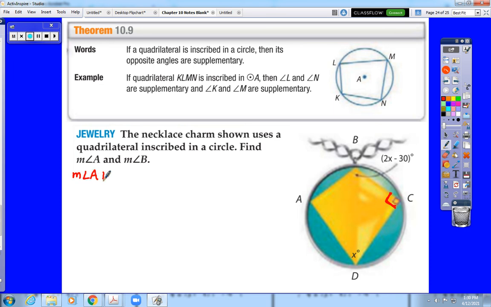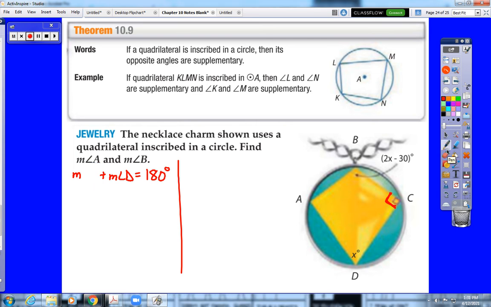The measure of angle A plus the measure of angle D has to add up to what? 180. They are opposite angles inside of an inscribed quadrilateral. So our rule that we just established says they have to add up to 180. The measure of angle A is given, I'm sorry, not A, I meant B. B and D need to add up to 180. Smooth. Let's fix that. I meant B. Angles B and D have to add up to 180 because they are opposite angles in that quadrilateral.